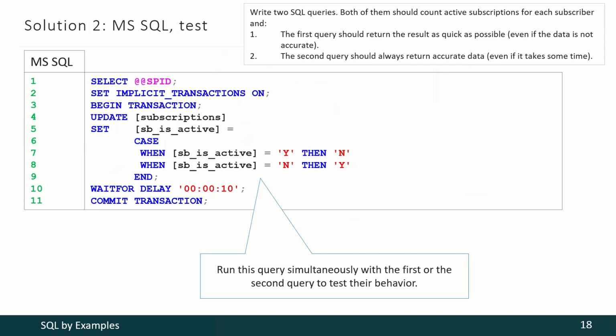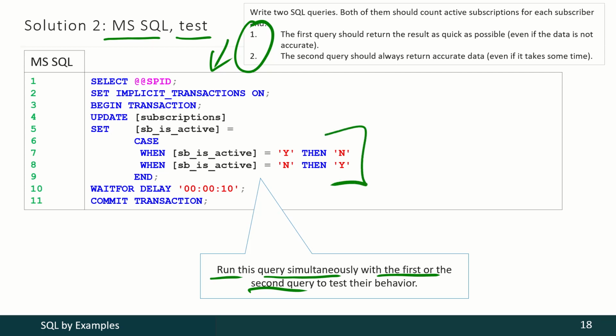And like with MySQL, to test these queries properly in Microsoft SQL Server, we have to create an additional one. We may run this query simultaneously with the first or the second, or even with them both at once. Inside the query, we are changing the status of a subscription from active to inactive and from inactive to active, and we may investigate how this influences the behavior of the first and the second query.